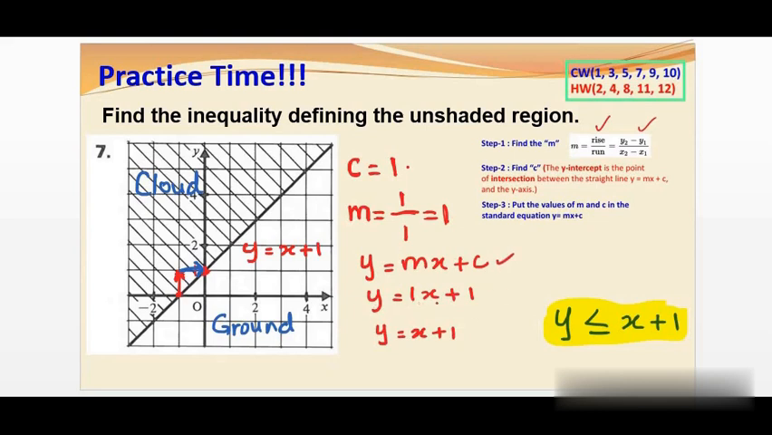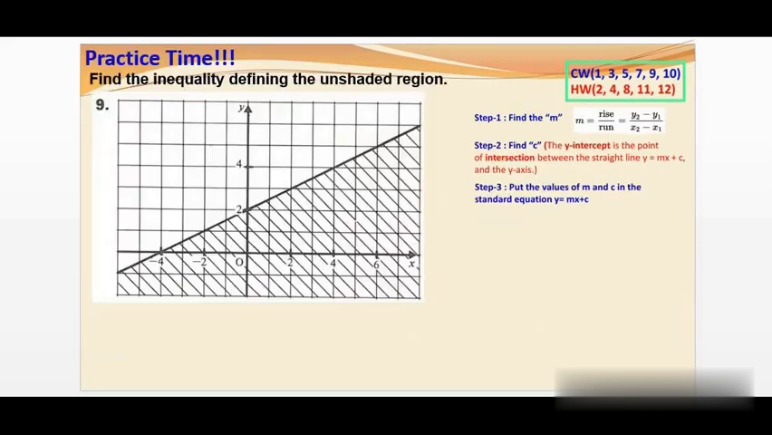It is y equals 1x plus 1, that will be x plus 1. I wrote the equation here. And then by looking at this, because the cloud is shaded, ground is unshaded, so it will be y is less than, because the lesser numbers are not shaded, right? So y is less than or equal to x plus 1. Clear? Let's solve one more question.